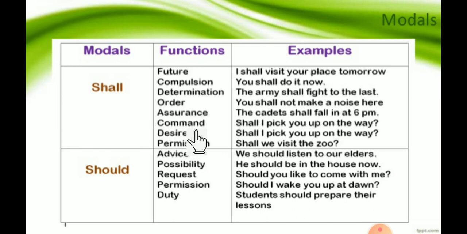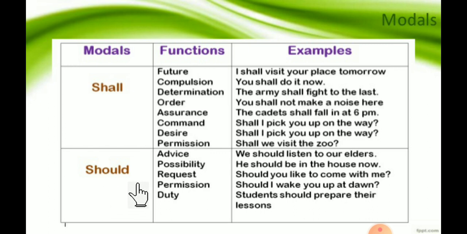Next one, for command also. If you want to give a command, you can use shall. Shall I pick you up on the way? Yes. Even for desire you can use the same sentence. Shall I pick you up on the way? Yes. It is desire or there could be a command. Next one, for permission also you can use shall. Shall we visit the zoo? Yes, it is a permission. So you can use shall.